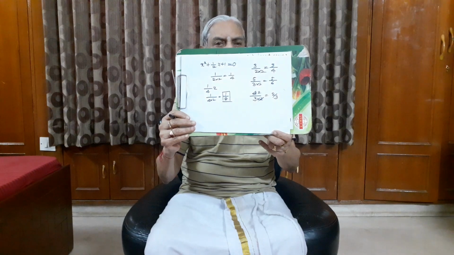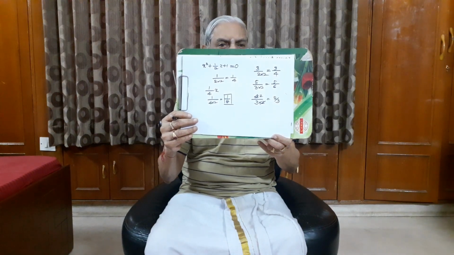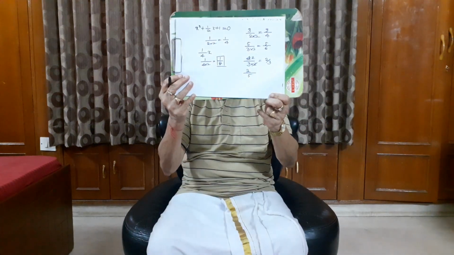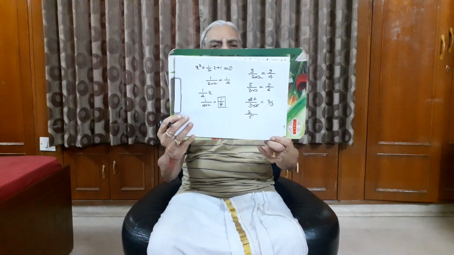2 by 3 is half of the coefficient. Suppose it is 2 by 5. What is half of 2 by 5? Put 2 in the denominator. The 2s cancel. So 1 by 5.